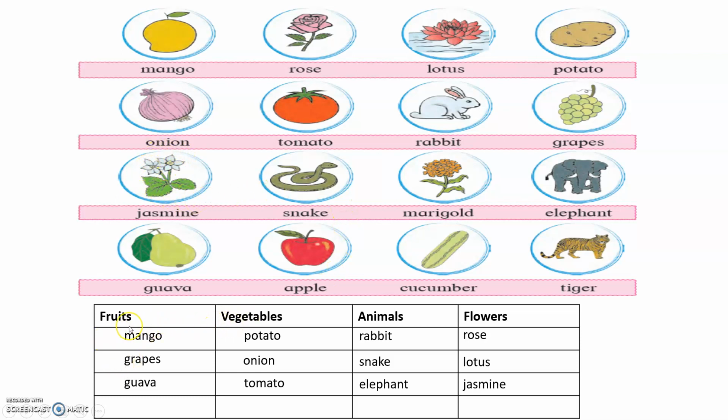Again, we come back to fruits. So, the last fruit is apple. We have apple. And the vegetable here is cucumber. Animals. Yes, we have finished with elephant. Last animal is tiger. And flowers, we have marigold.